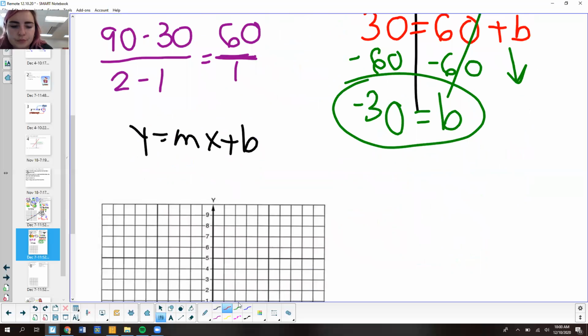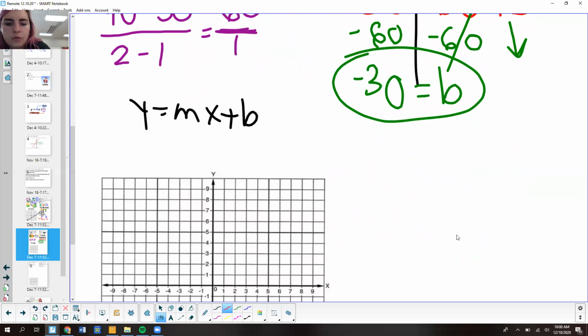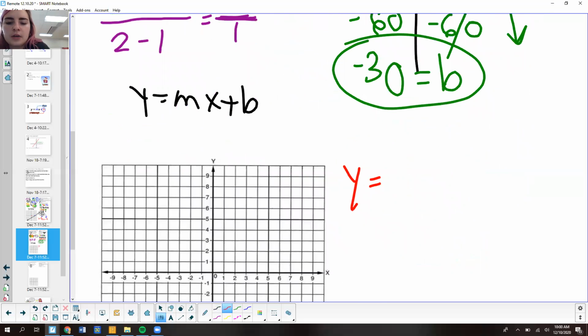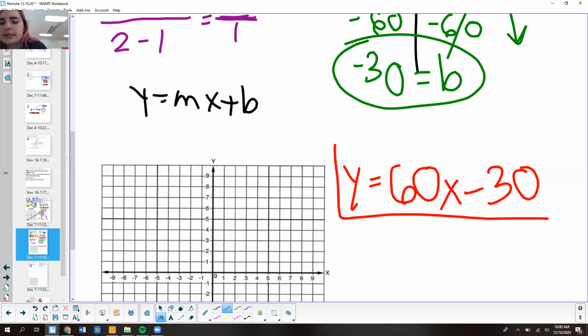So for this one, we've got y equals, instead of m, we're going to plug in our slope. Our slope is 60. So y equals 60x. And then our b is negative 30. So remember, instead of plus negative 30, we're just going to do negative 30. So y equals 60x minus 30.